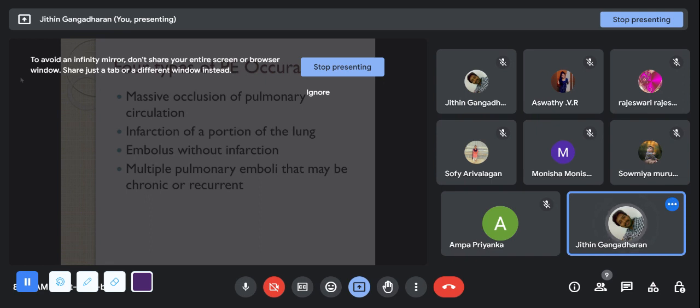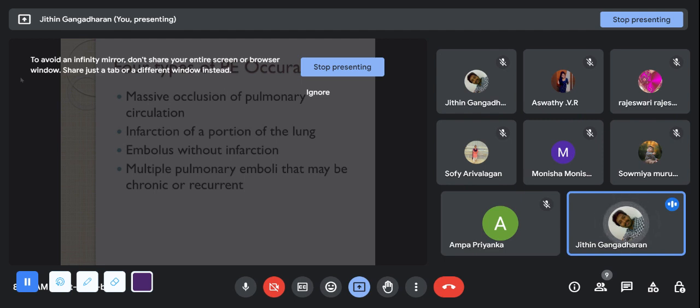And an emboli can happen. So you know what emboli is, right? It may be a blood clot, an air emboli, an amniotic emboli, anything. So what is the difference between a thrombus and an emboli? A thrombus is a sedentary clot, whereas an emboli is a traveling clot. Okay.